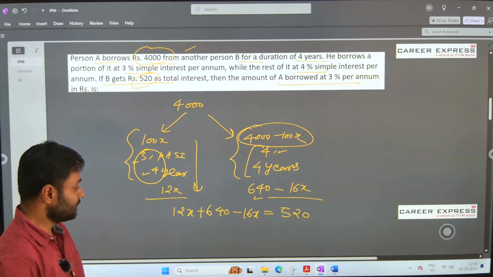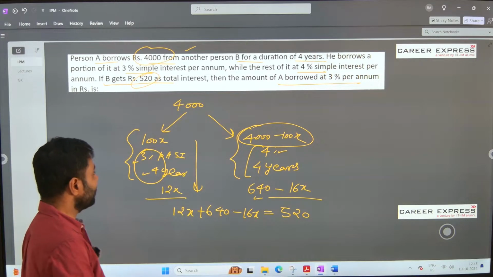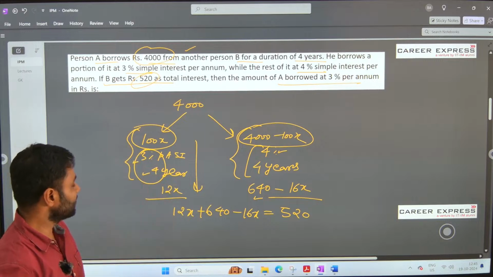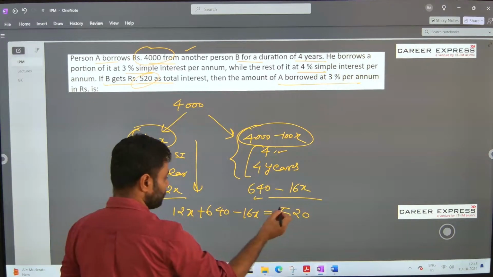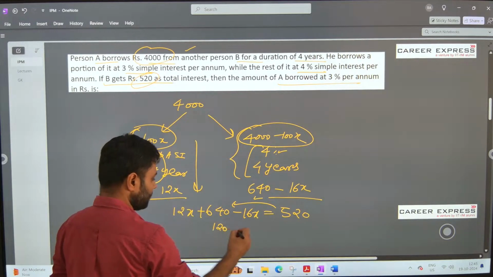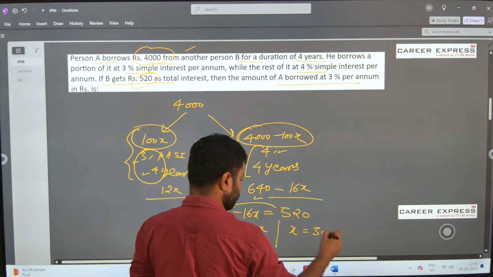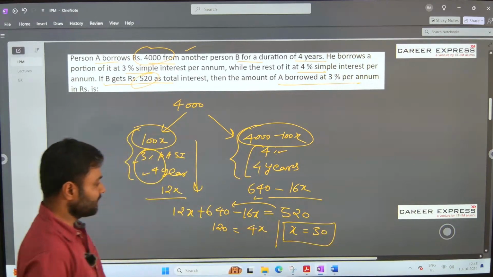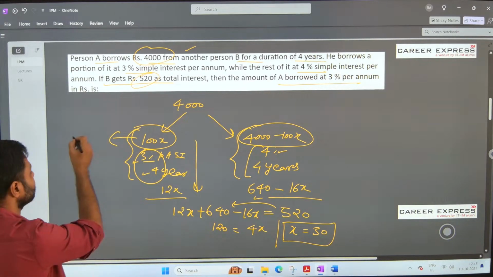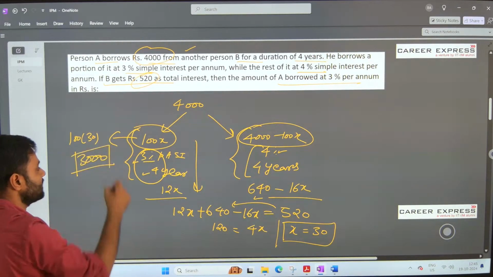So that is the equation that we get, and by solving this equation we'll get x, and if we get x we'll get this amount. We want the amount that was borrowed at 3%, so that was 100x. By solving, if 520 comes to this side, we'll get the difference, which is 120, and on that side it will be 4x. So by solving this we'll get x equal to 30. So if x is 30, the amount that was taken at 3% per annum simple interest will be 100 times 30, that is 3,000. So this is the answer to this question.